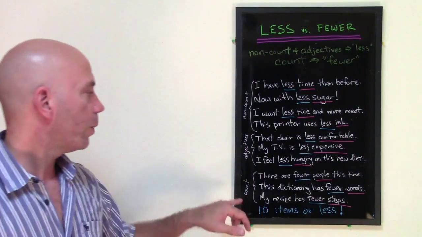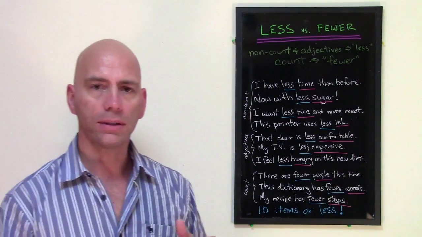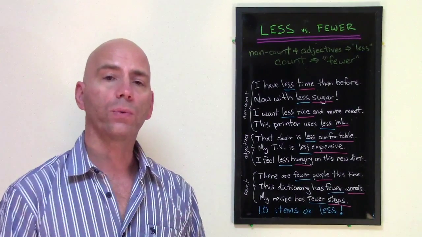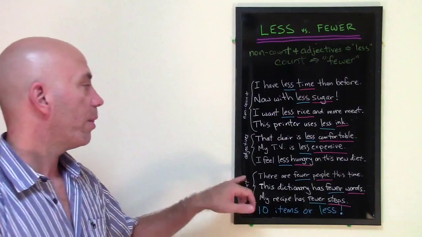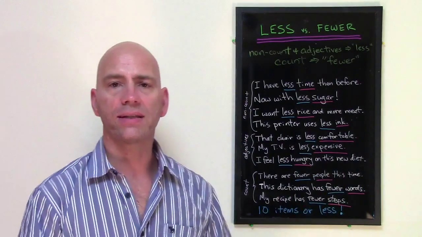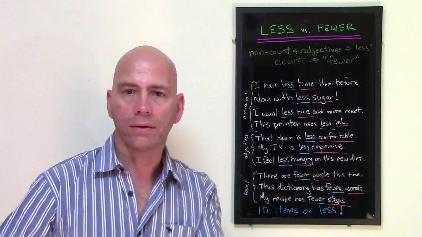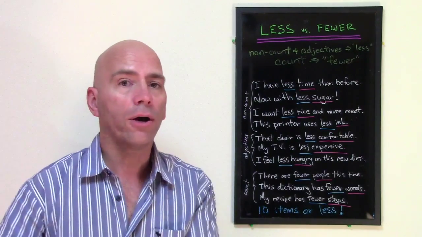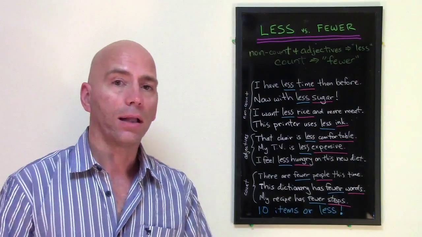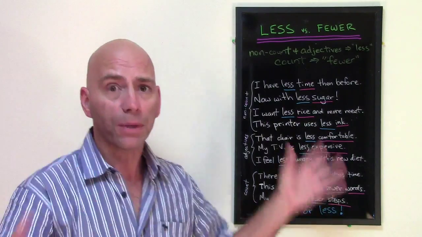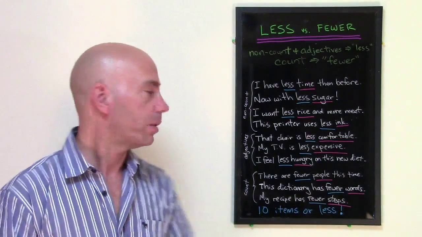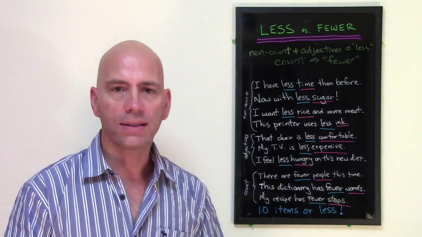Okay, now with countable nouns, we use the word fewer. There are fewer people this time. Maybe I'm at a restaurant and I notice that there are not many people today. Last week there were many people. So, there are fewer people this time.